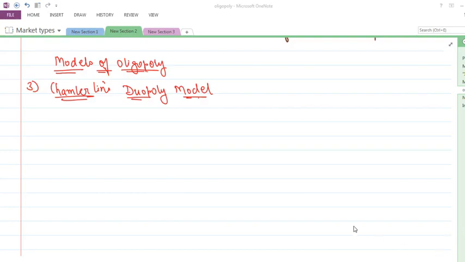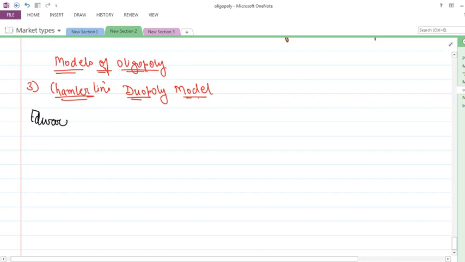Hello everyone. Continuing our discussion on the models of oligopoly. Now we will be seeing Chamberlain's duopoly model. Edward Chamberlain gave a new model of oligopoly, which is known as Chamberlain's model of duopoly. So it was given by Edward Chamberlain.